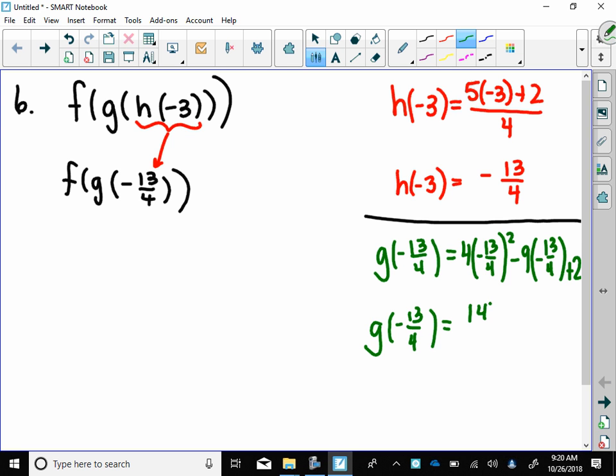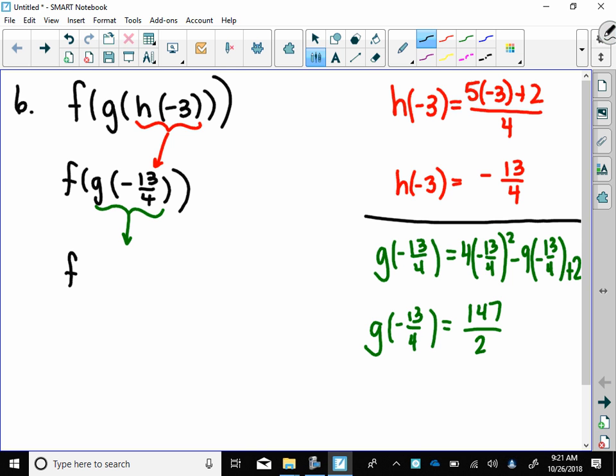Mari got 147 over 2. Anybody want to confirm that? Somebody confirm. Good, that's what he got. Yep, that's what I got too. All right, so we're good there. So that's g of -13 over 4. So this gets replaced with that.